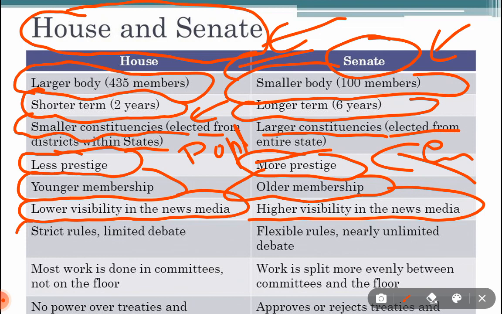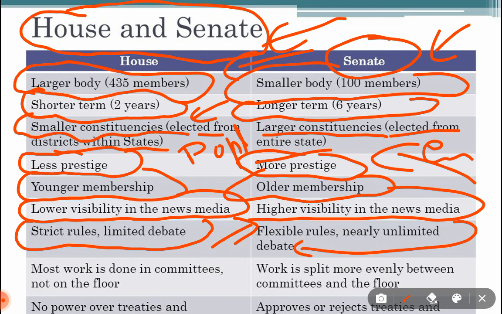The House has strict rules with limited debate, whereas the Senate has flexible rules and nearly unlimited debate. So the Senate can debate on almost everything, because their scope is very wide, and they are considered to be older and more mature guys.